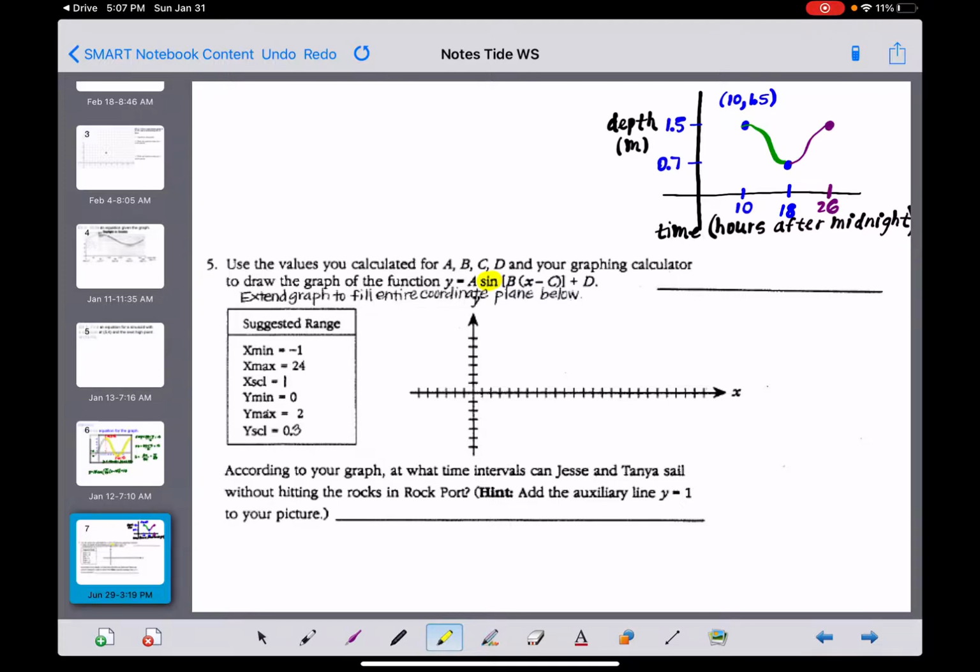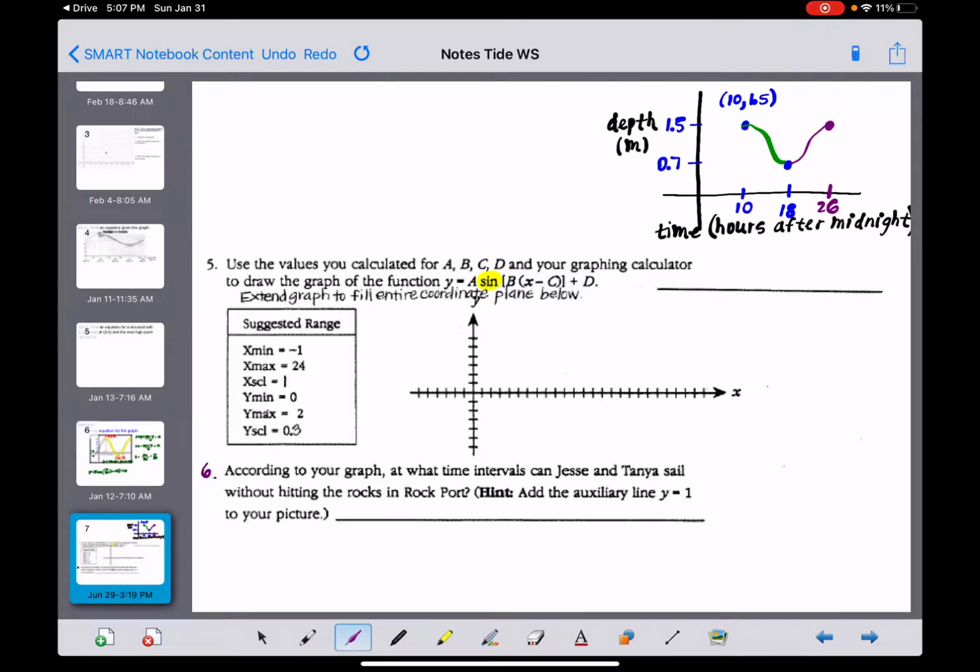Okay, and we're not going to have degrees on the x-axis. We're going to write this in radians, although you could put it in degrees, but we're going to make sure we're in radians. Then we're going to look here at 5, and we're going to extend our graph to fill the entire coordinate plane. So I'm going to go ahead and do that with you and then talk about number 6, which I'm going to write in here.